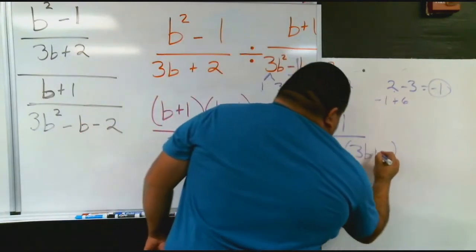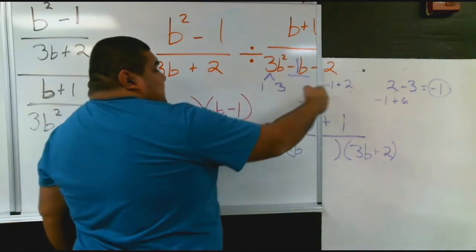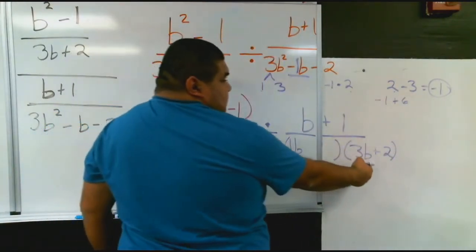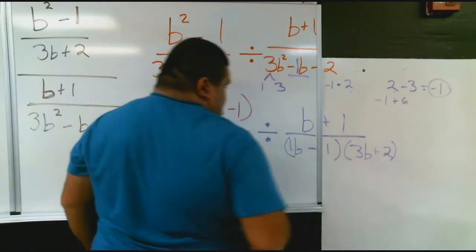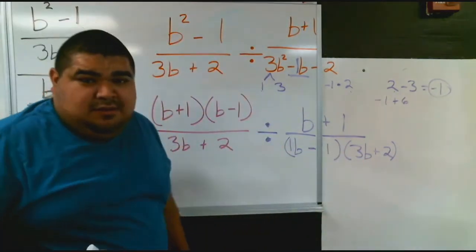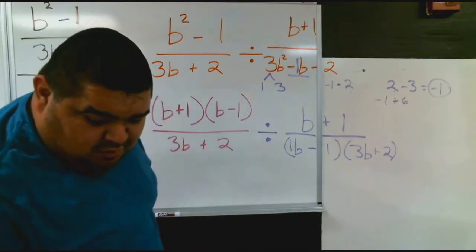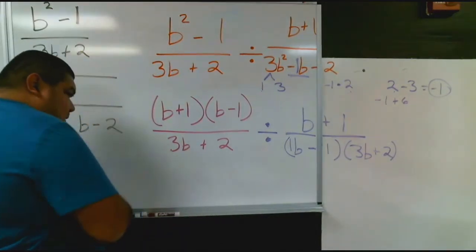Since it's positive 2, we're going to put plus 2. Since we multiplied 3 times negative 1 to get negative 3, the 3 is over here, so the negative 1 goes on the opposite, which is over here, minus 1. Okay? Now that we have that, we're almost done. We have to do one extra step.